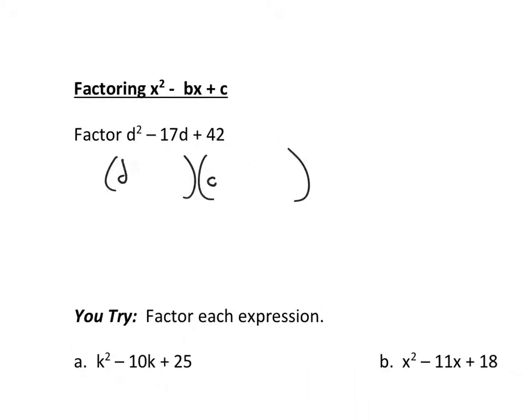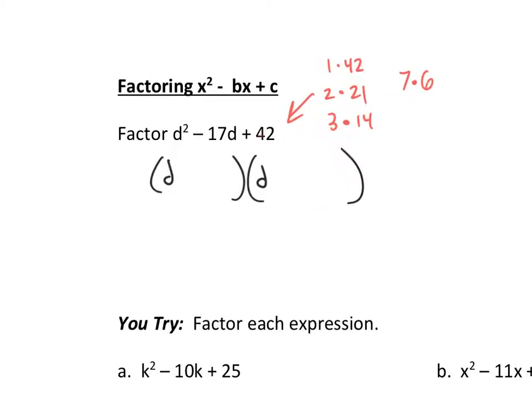So this time, same concept. Starting off with d and d, I'm looking for numbers that multiply together to give me 42. All right, so I have 1 and 42. I've got 2 and 21. We have 3 and 14. And we have 7 times 6. Now what we have to consider though is that we need numbers that multiply to a positive 42, but they need to add together to give me a negative. I encourage you to think about what that means about these signs.